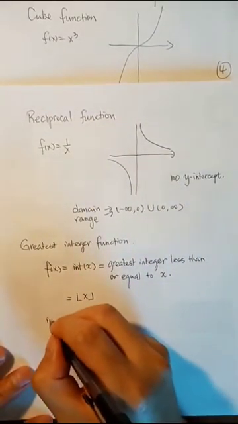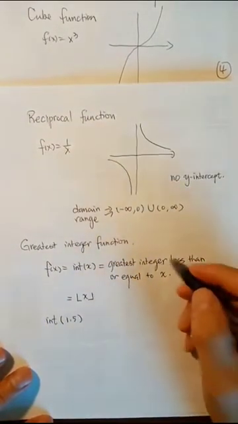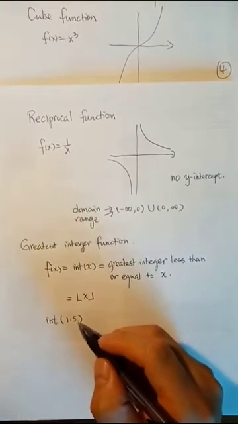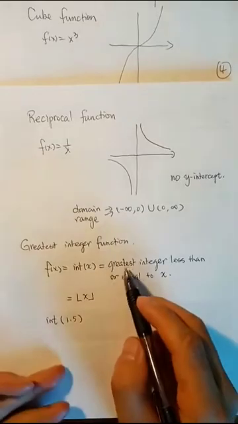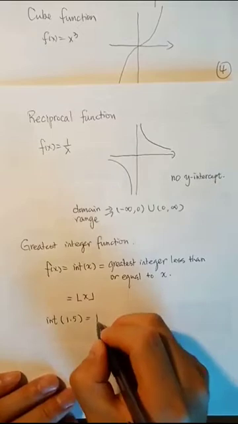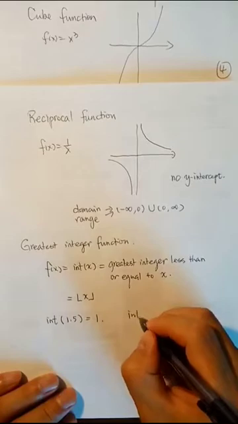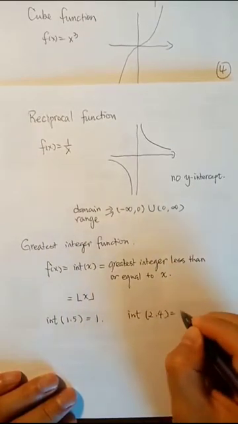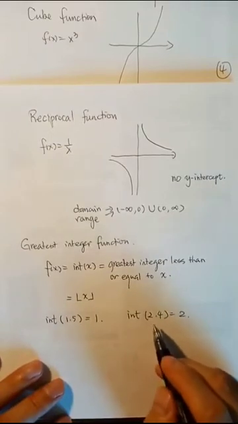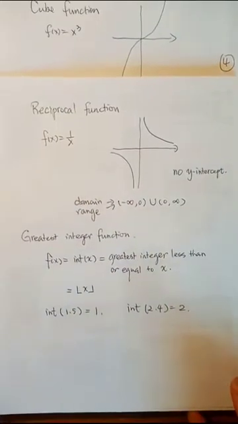For example, if we have the integer of 1.5, the greatest integer less than it. 0 is less than it, but 1 is also less than 1.5. So 0 is not the greatest integer, but 2 is not less than it. So the integer of 1.5 is 1. And similarly, the integer of 2.4 is 2. So for a positive decimal number, you just check the integer part. That will be the greatest integer.